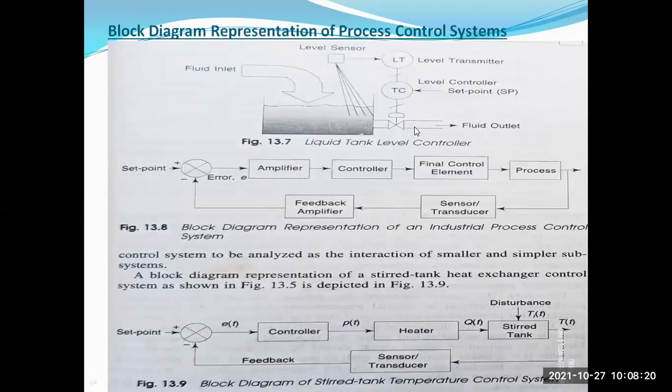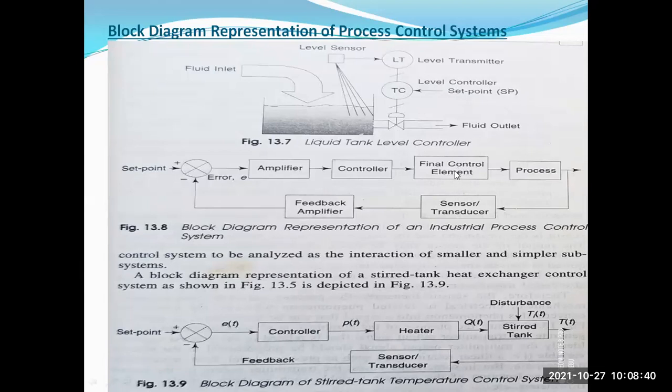This is basically an example: the valve. We have to use this valve, and it is a final control element. Another type is the conveyor belt; we use conveyor belts for industry purposes, or any type of electric motor, in this final control element.